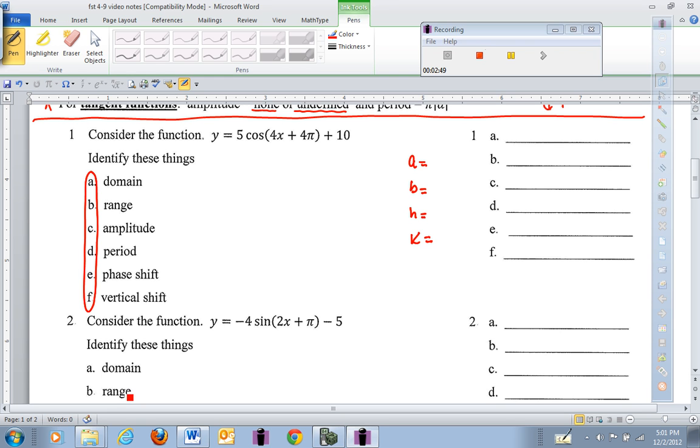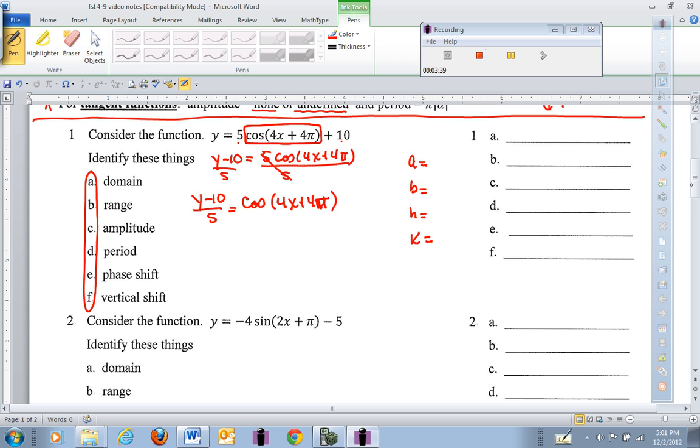Alright, so the first thing that you want to do is take this function and get this all by itself. So you need to get rid of the 10 and the 5. You're going to subtract the 10, and then divide by 5. So you're going to wind up with y minus 10 over 5 is equal to the cosine of 4x plus 4 pi, sorry, 4 pi.